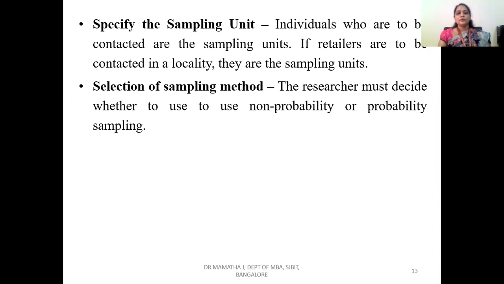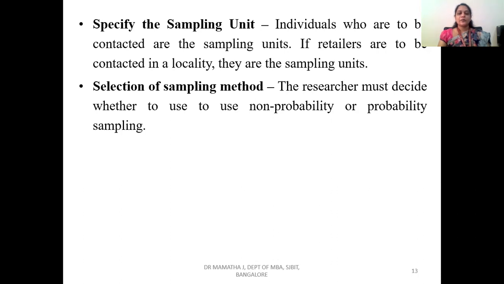Coming to non-probability, we have again different methods. With probability sampling, as I told you, one advantage is that the results will be accurate and no bias is involved, so you have a lot of confidence in getting accurate results. But in non-probability, I'm not giving everybody an equal chance to participate; based on my convenience, I am selecting the sample. In this, you have convenience sampling, judgmental sampling, snowball sampling, and quota sampling.